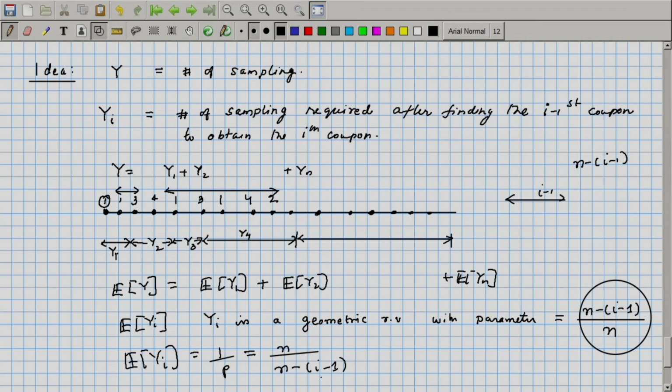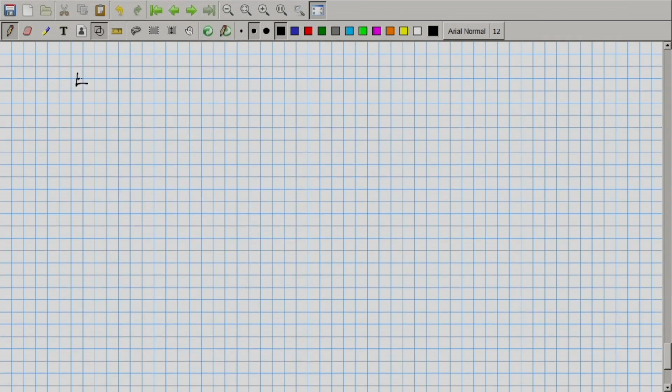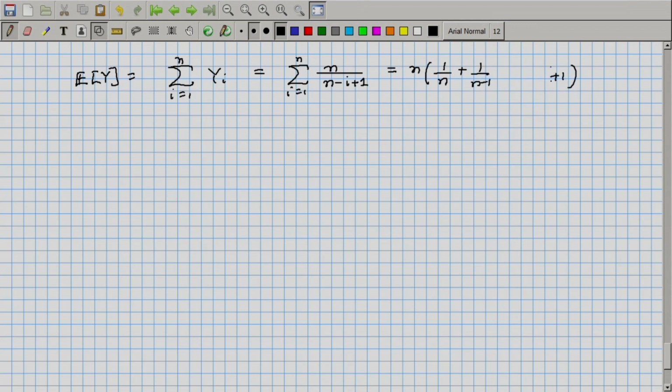Okay. Now, we can just sum this up and that will give us the expectation. So, expectation of y is equal to summation i going from 1 to n of expectation of yi, and this is going to be equal to summation i going from 1 to n of n divided by n minus i plus 1. So, this is going to be n times, when i equals 1, this is 1 by n, and then next it will be 1 by n minus 1, and the last term will be plus 1. Okay. So, this is equal to n times Hn, where Hn is the nth harmonic number.